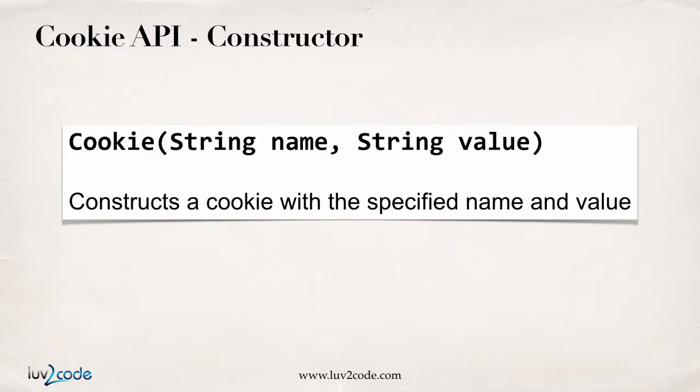Now, when you use a cookie, the first thing you need to do is construct it. All right, so here's the actual constructor from the Java documentation. You create a cookie, and you pass in the name of the cookie and the value for the cookie. Now the name, you can give any name that you want as long as you're consistent within your application, and the value, you can store any data that you want in the cookie as a string value.